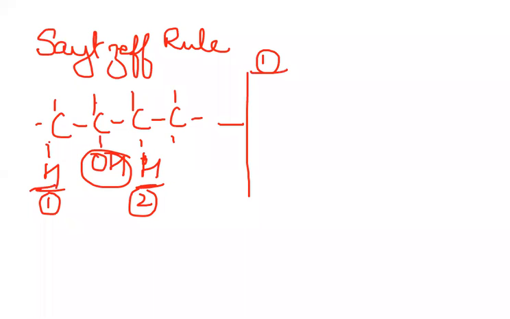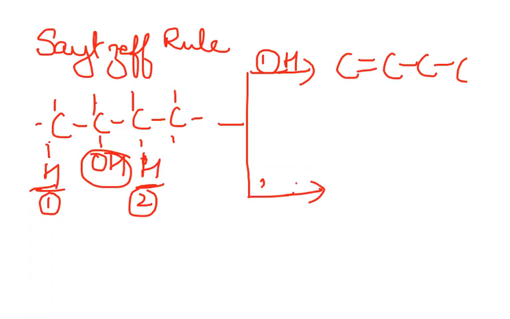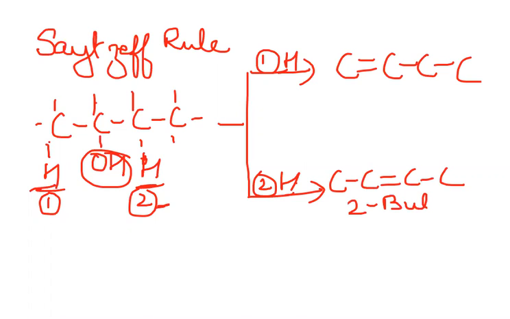Okay, first hydrogen is lost. So in that case, the compound obtained is going to be C double bond, and this is what you will get. But if it is the second hydrogen that is lost, then the compound that you get is a 2-butene. So this is the major product. According to the Saytzeff rule, 2-butene will be the major product.